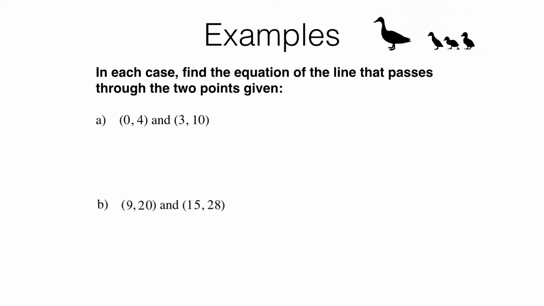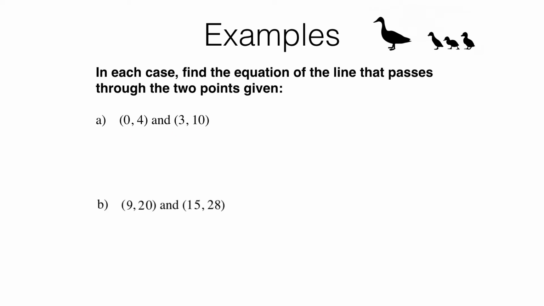What we need to do is find the equation of the line that passes through (0, 4) and (3, 10). The formula we saw a moment ago allows us to find the equation of a straight line through a given point with a given gradient. So what we have here are two given points, which means we could choose either of those, but we still need to know the gradient. Well, how do we find the gradient of the line that goes through these points?